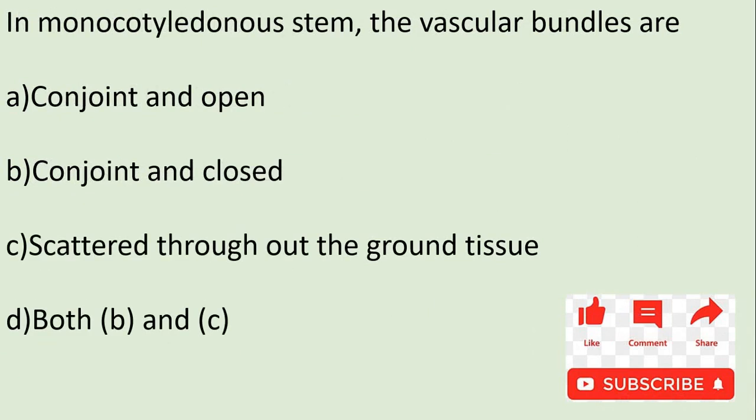In monocotyledonous stem, the vascular bundles are A. Conjoint and open. B. Conjoint and closed. C. Scattered throughout the ground tissue. D. Both B and C.